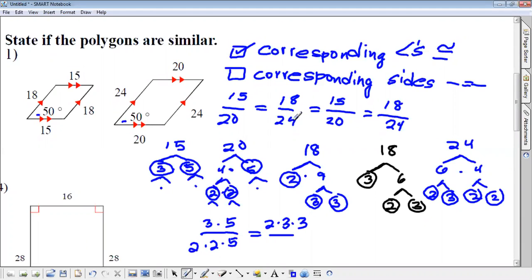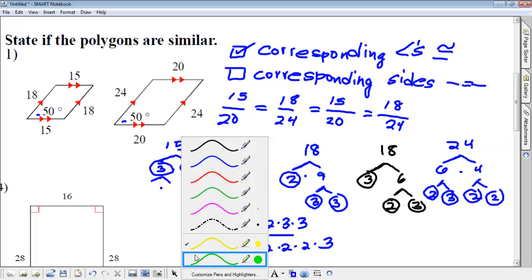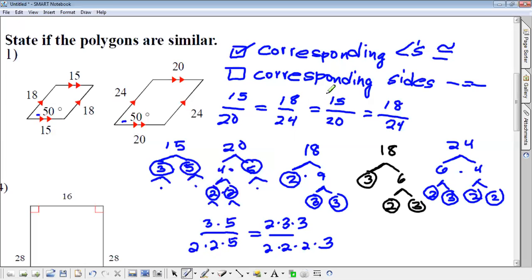Factors of 24, I got 2, 3, 2, 2. Put them in order. That'll be 2 times 2 times 2 times 3. Now, I'm not going to do the other ones, and let me tell you why. This is exactly the same thing as this over here. So no need to do it because I want to get the same numbers.